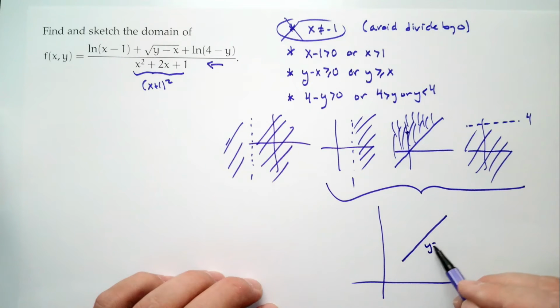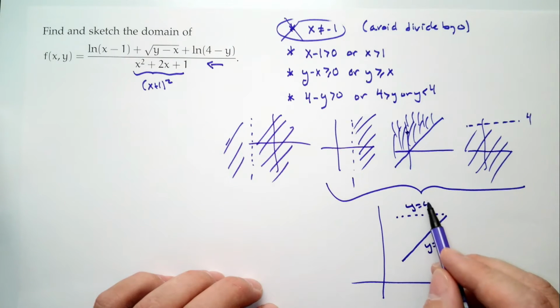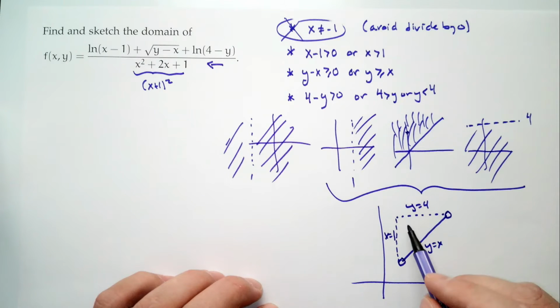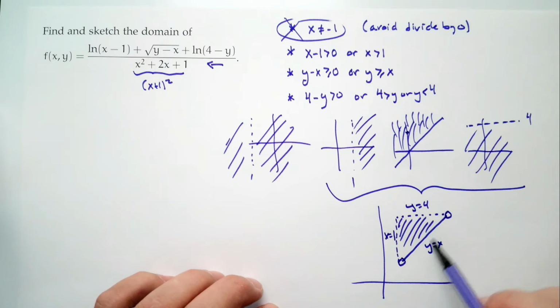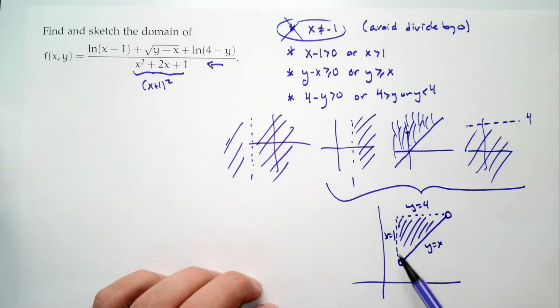So here's that curve, y equals x. Then we'll have up on top, y equals 4. And on the left, we'll have x equals 1. So that our domain is that region there. So you include the points y equals x. That's a solid line. You don't include the dashed lines x equals 1 and y equals 4.